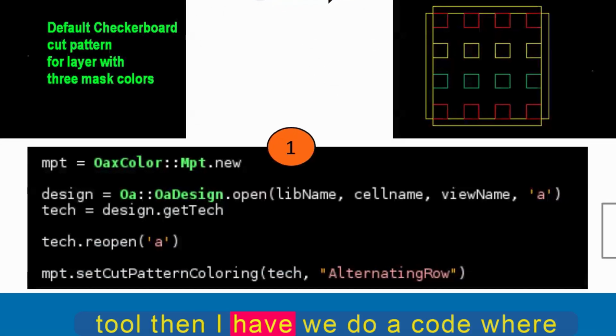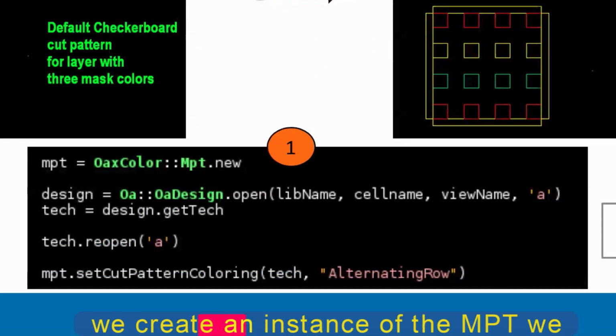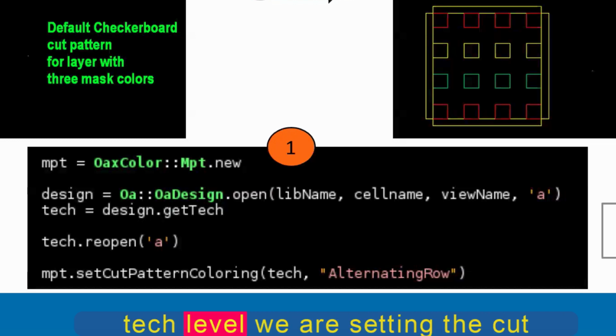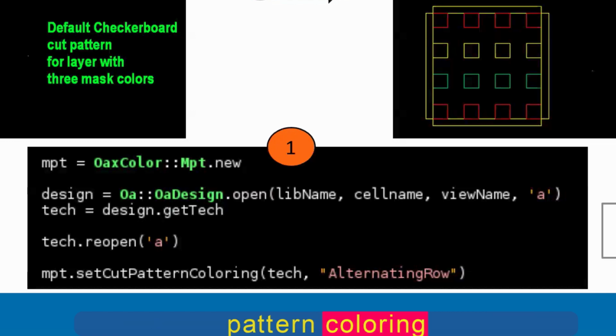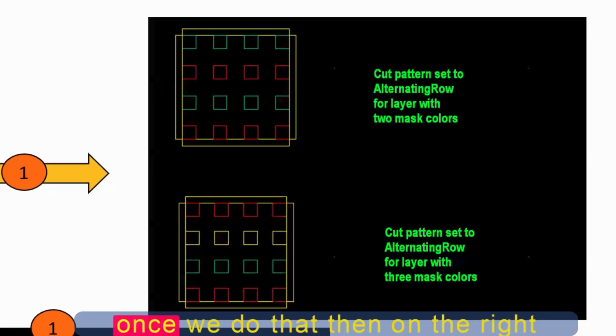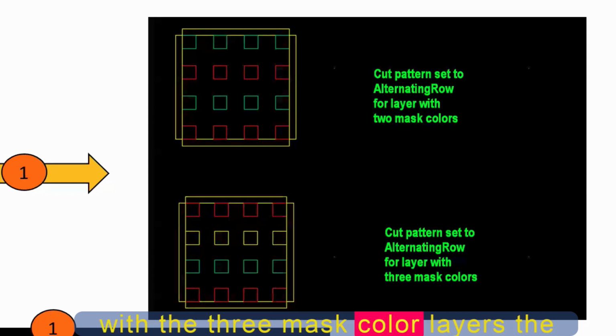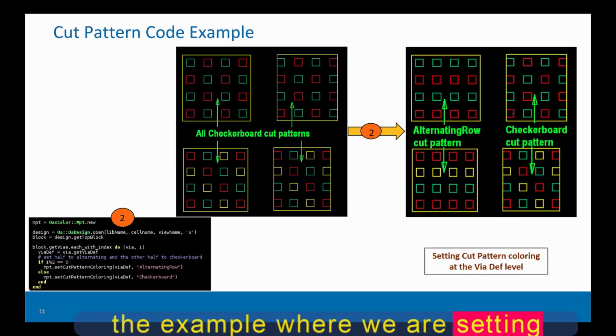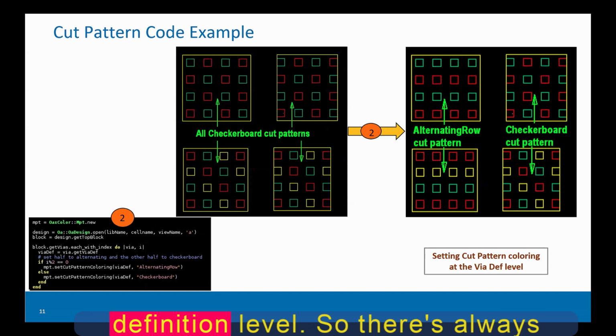Then we do a code where we create an instance of the MPT. We open the tech, and at the tech level, we set the cut pattern coloring to alternating row. Once we do that, on the right snapshot you can see that for both the via arrays, the one with the two mask color layer and the one with the three mask color layers, the alternating row pattern has been applied. This is the example where we are setting the cut pattern coloring at the via definition level, so the OA standard via definition.